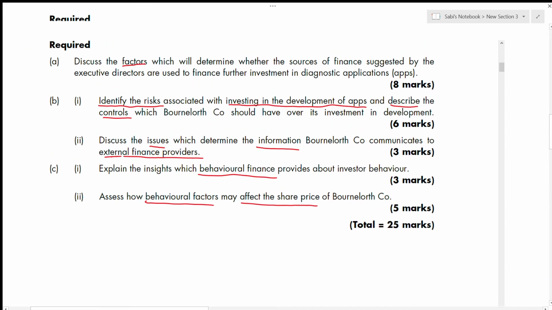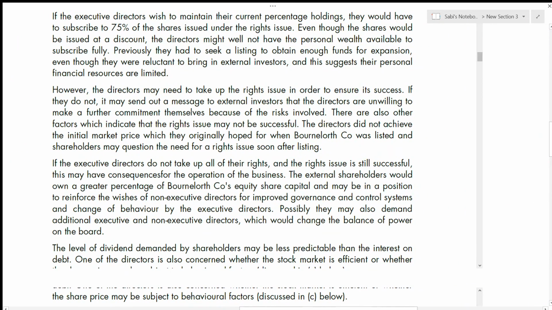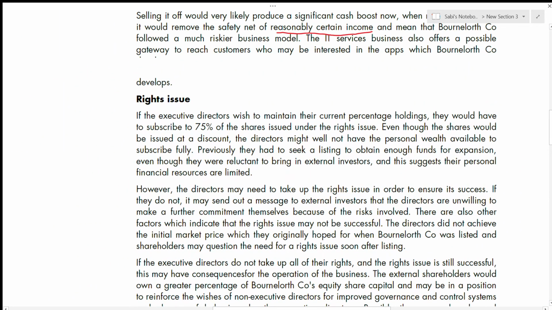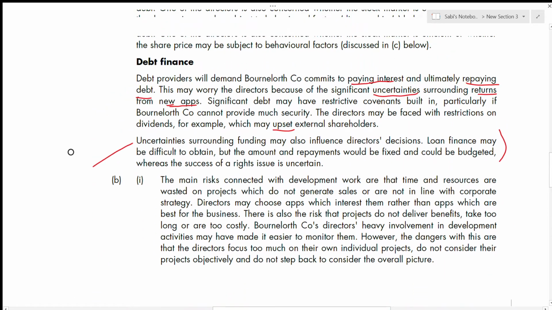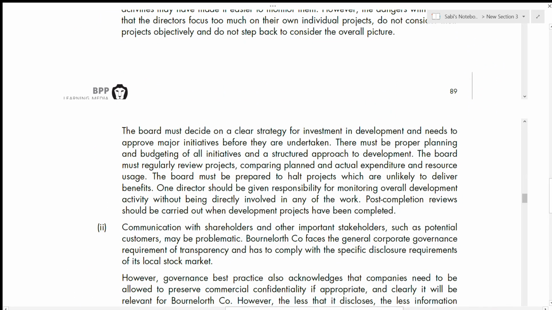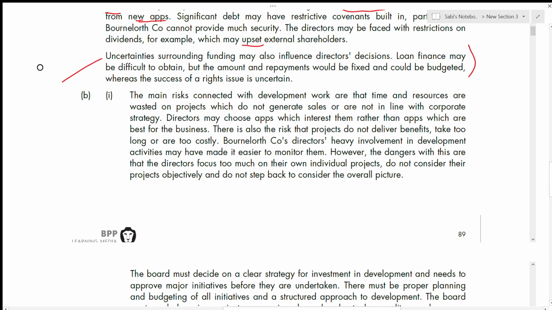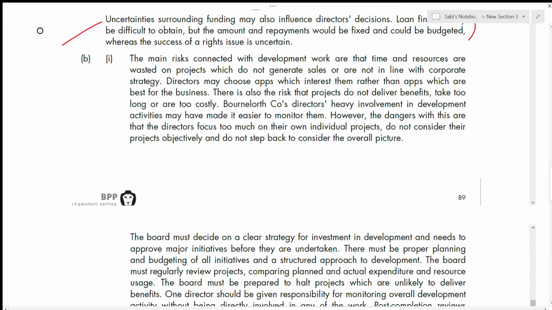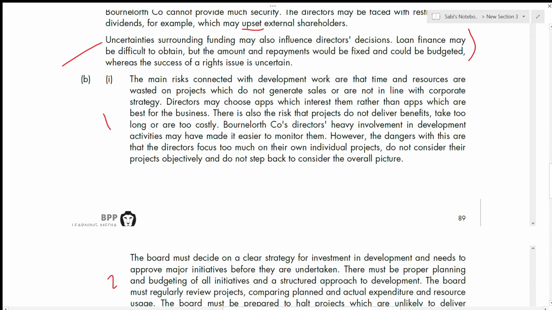B is for risk and control. Risk of investing in apps and also how much control they should have over investment in development. Let's see how the answer is. So here, right? It is in two different paragraphs, if you can see 1 and 2. In the first paragraph they are talking about risk, in the second paragraph they are talking about control. So first we'll cover the risk.